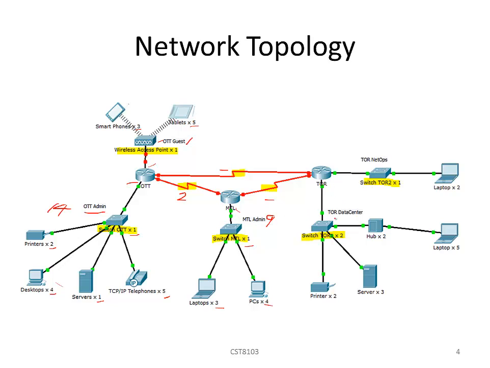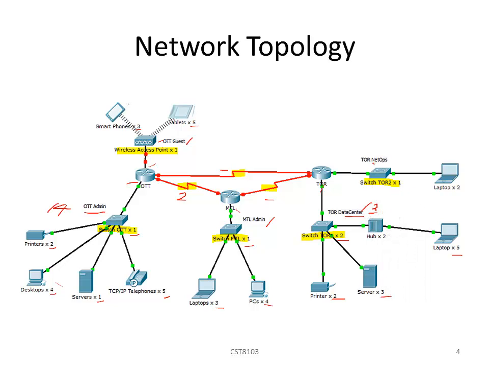Let us look at the Toronto data center. We are looking at 2 for the printer, 3 for servers, 5 for laptops, 2 for the switch, and 1 for the router. So that's 2, 5, 10, 12, 13. So 13 IP addresses.